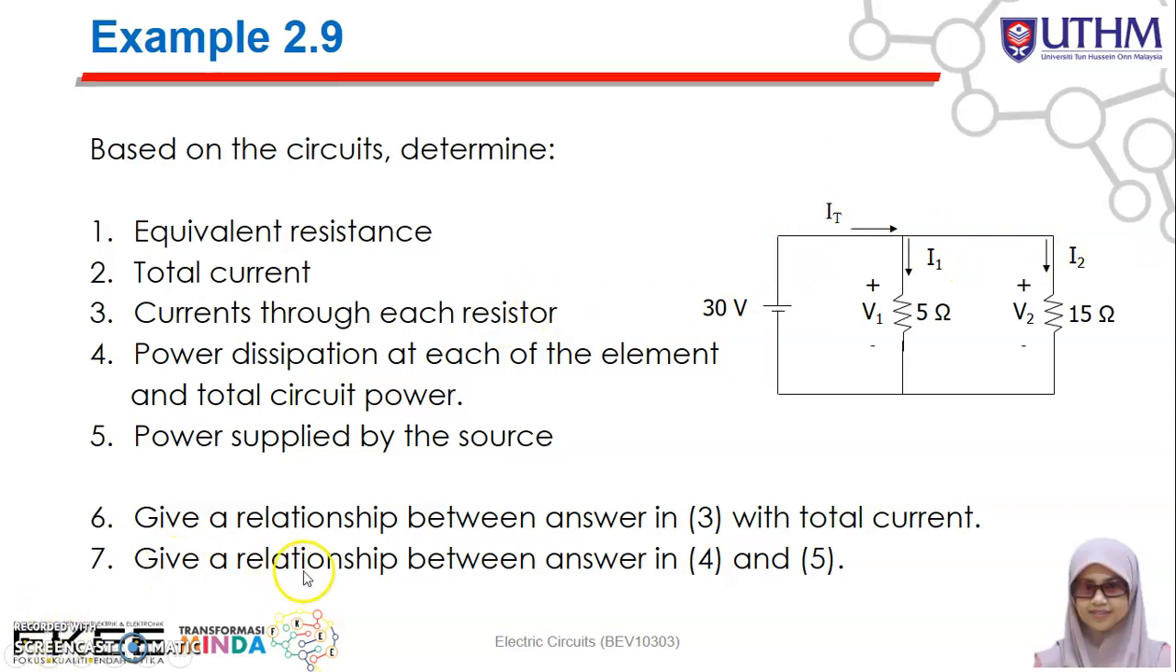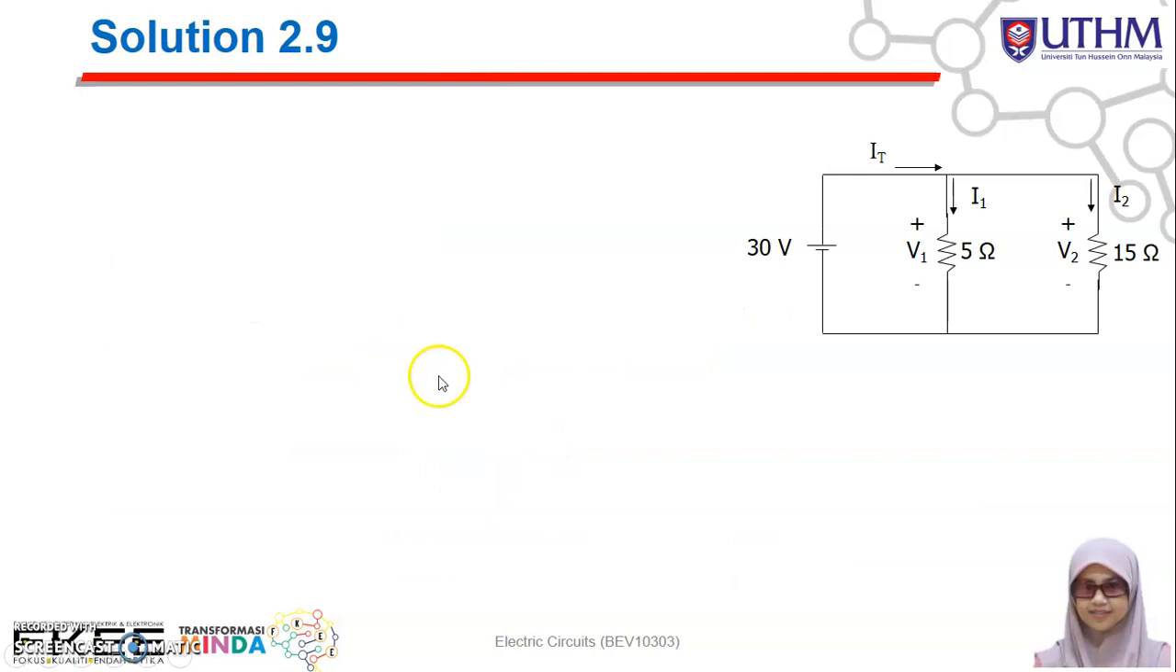And then give a relationship between answer in 4 and 5. So for 4, you need to give a relationship between power dissipation at each of the elements with the power supplied by the source. Alright, so how to answer this? Again, you can just draw back your circuit, where you have a supply of 30 volt connected in parallel with 5 ohm and 15 ohm.